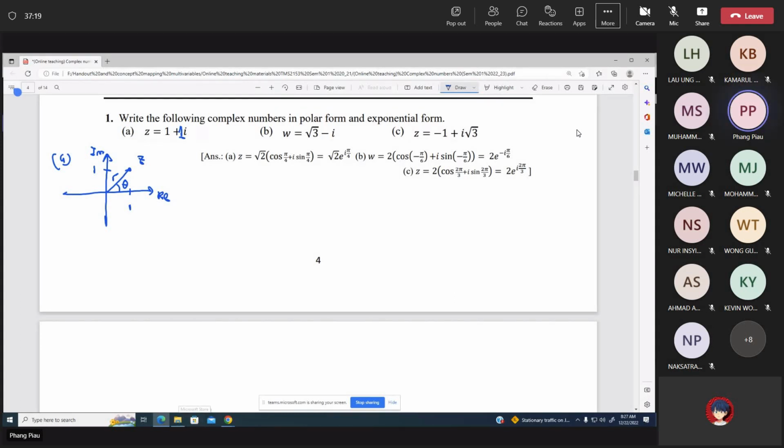Okay, then back to this. This diagram is very important because we get the R. R is nothing but you take this A and B. This is your A value, this is your B value. So it is 1 power 2 plus 1 power 2, the square root. So you know that the answer is square root 2.